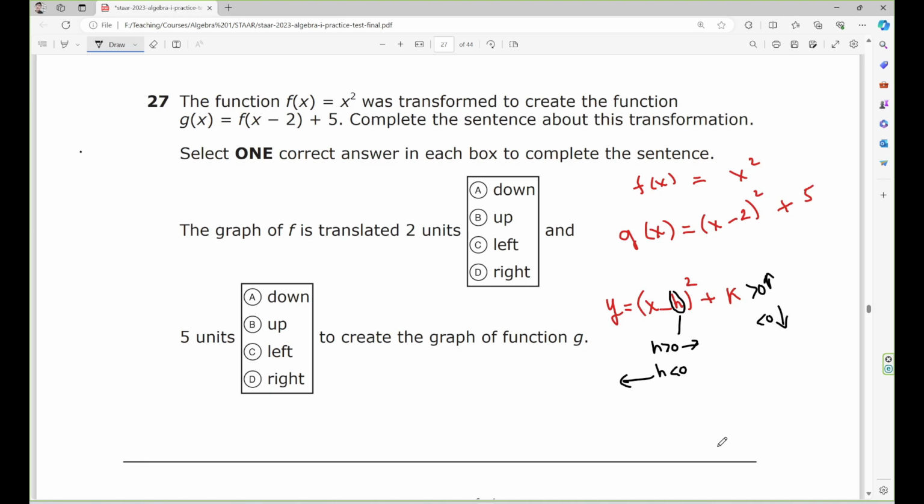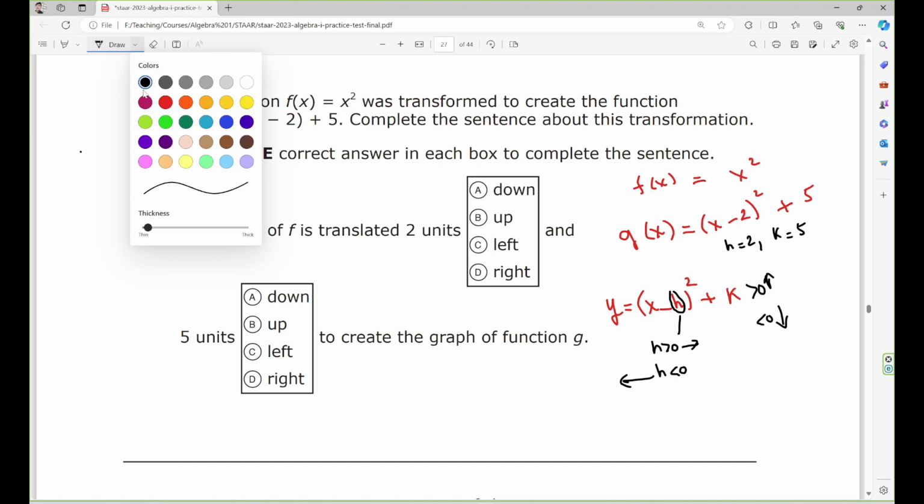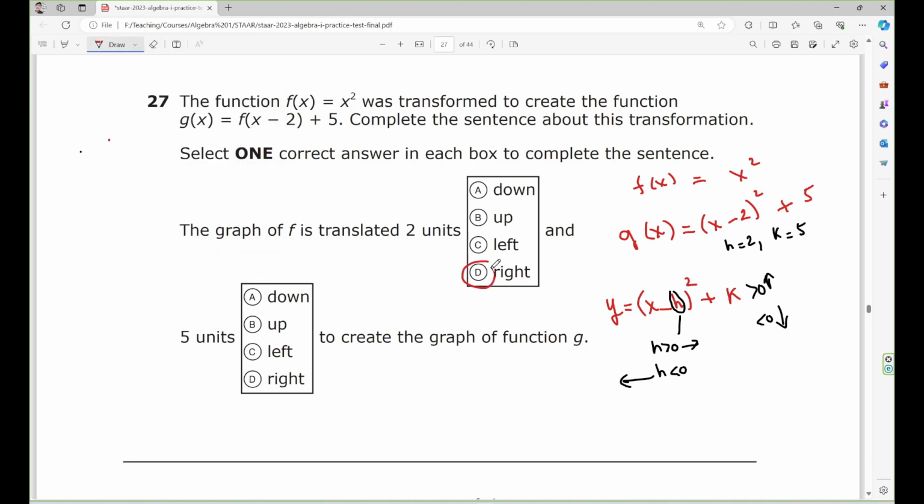Now you look at this one right here, s minus 2. You need to flip the sign to find h. So h equals 2. k equals 5. h equals 2, greater than 0, is move to the right. k equals 5, greater than 0, move up. So the graph of f is translated 2 units to the right, right here, and 5 units up, 5 units up right here.